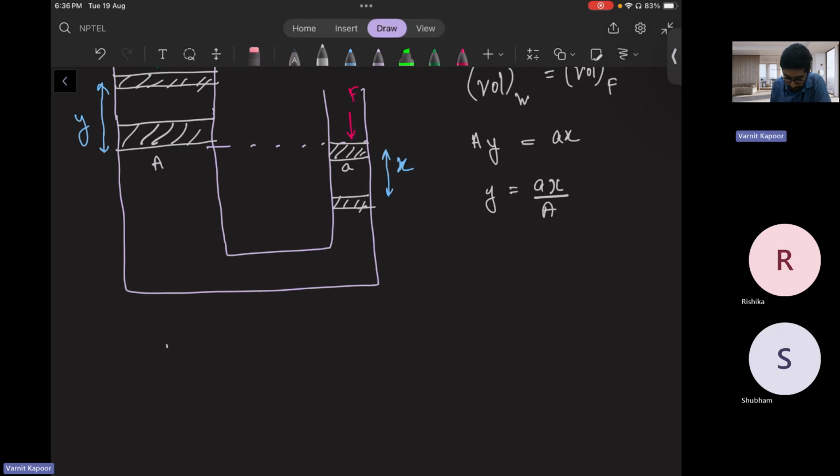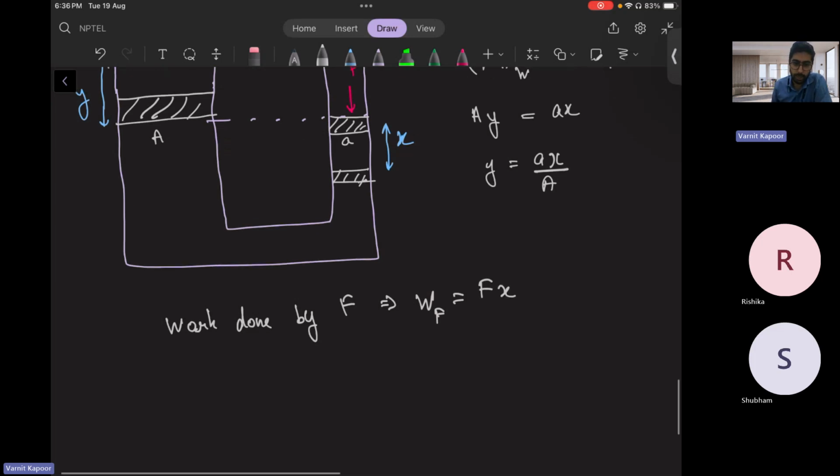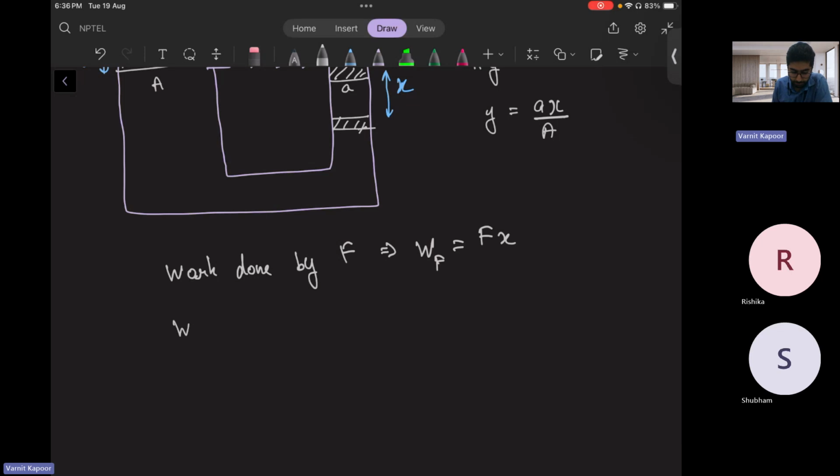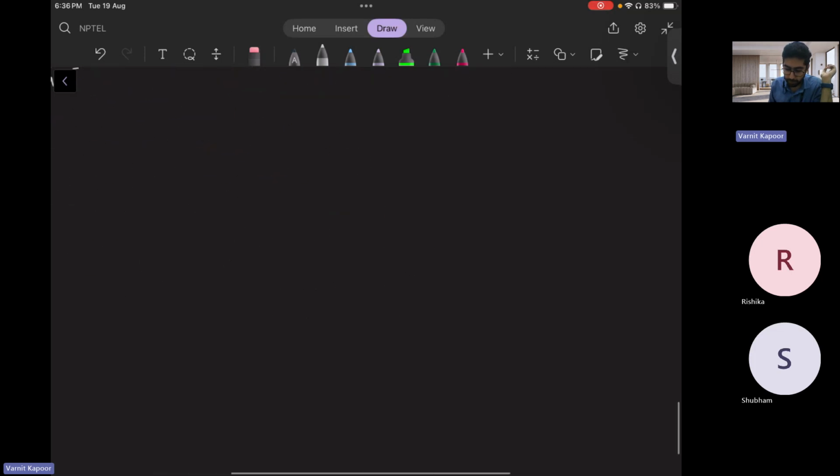So what is the work done by the force F? Work done by F is force into displacement, F into x. And the work done by the weight W side piston, W of W, is nothing but force, how much?